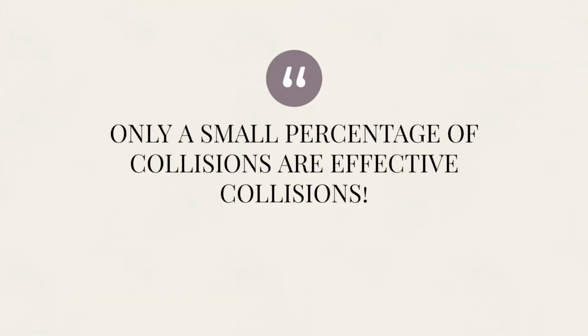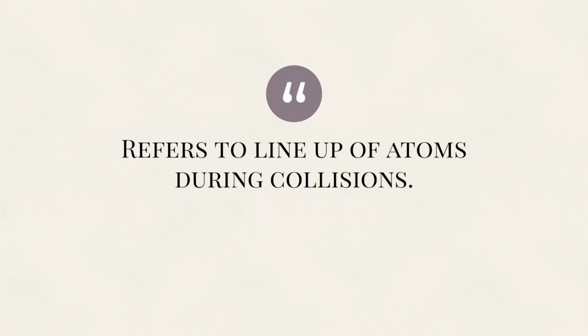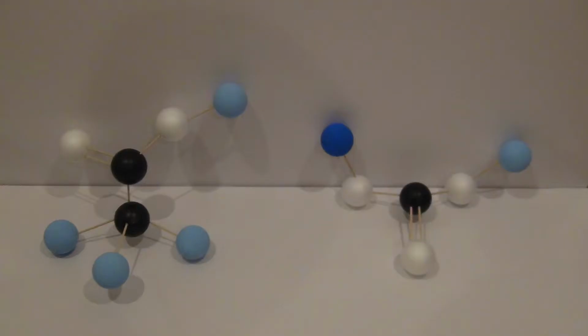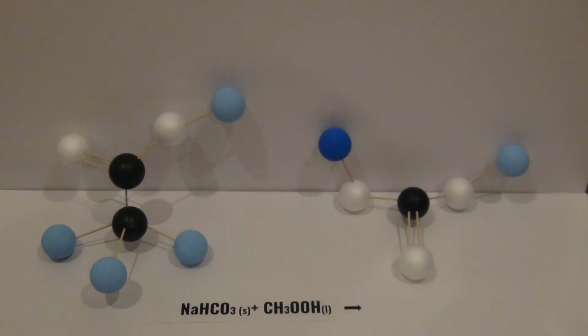However, only a small percentage of collisions are effective collisions. Two factors that determine effective collisions are the orientation of the molecules and the energy distribution, also called the activation energy. Orientation refers to the lineup of atoms during collisions. When molecules react with proper orientation, it allows the colliding atoms to form bonds and break their original bond.